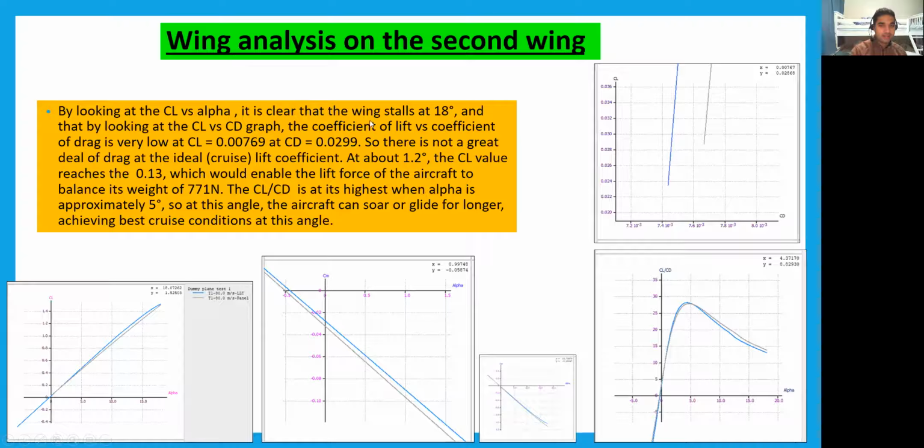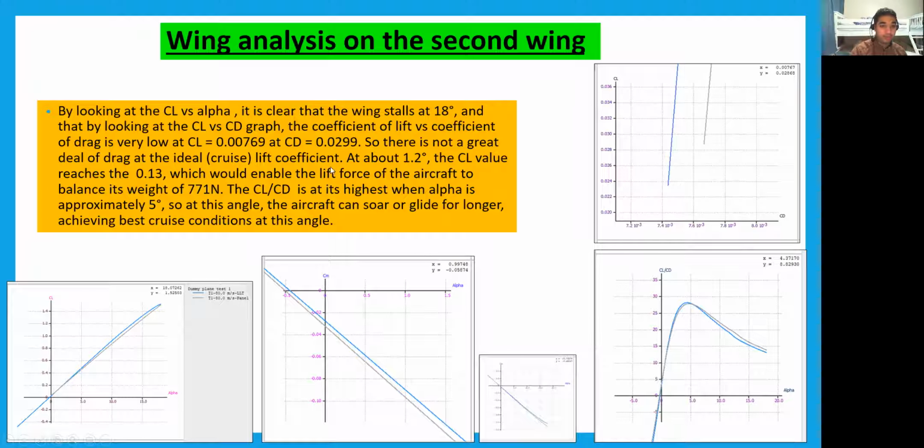This is the wing analysis of my second wing with dihedral. This one was without dihedral. By looking at the CL versus alpha, it is clear that the wing stalls at 18 degrees, and by looking at the CL versus CD, the coefficient of lift versus coefficient of drag is very low at 0, like before.